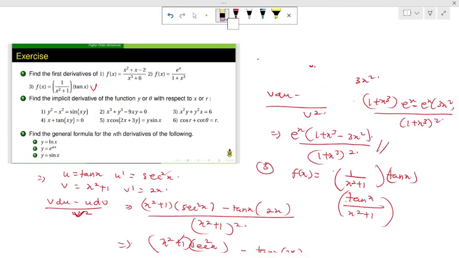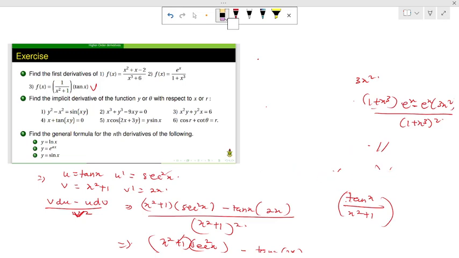So we are moving on to the second part, finding the implicit derivative.